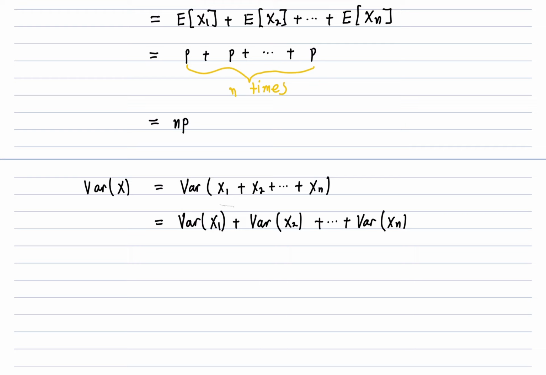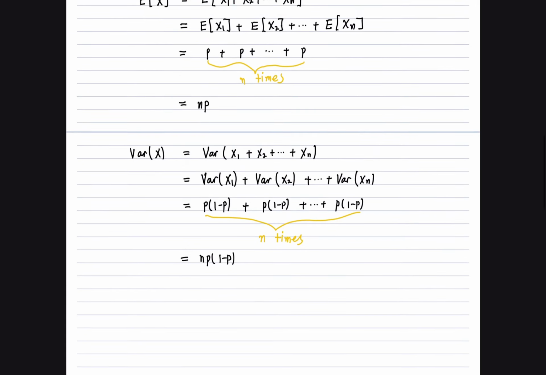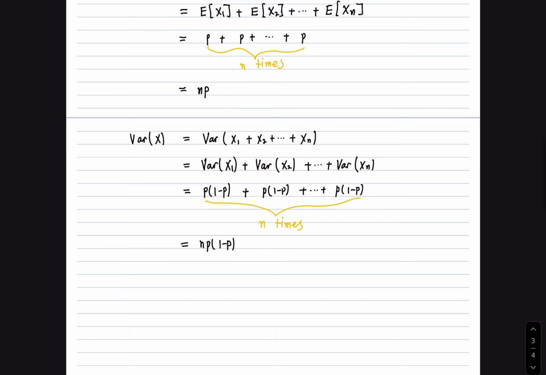Now again, they all have the same variance of p(1 minus p) that I showed above, so p(1 minus p) plus p(1 minus p), plus ... all the way to p(1 minus p). And of course, we're summing that n times. And that finally gives us a value of np(1 minus p). And that is a simpler way to get to the mean and variance of the binomial distribution.